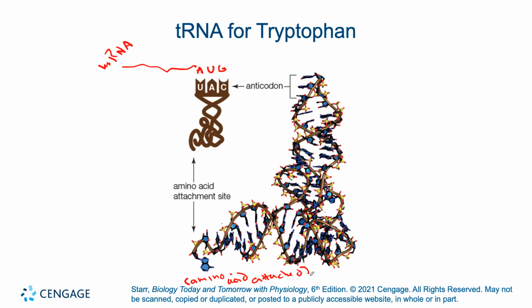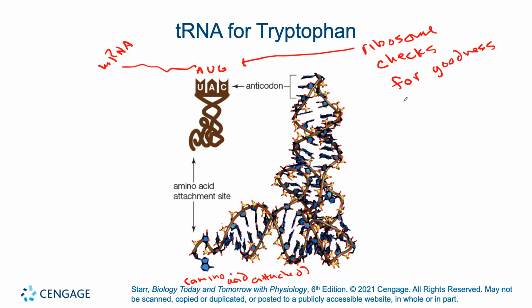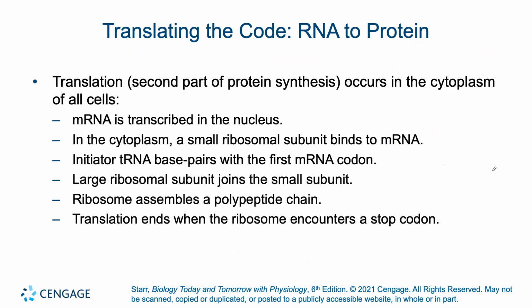So this is how the ribosome knows which transfer RNA to grab. What will happen is that the ribosome checks for goodness of fit before it moves to the next codon. If the fit's not good, then it's the wrong transfer RNA. Translation occurs in the cytoplasm of all cells. Messenger RNA is transcribed in the nucleus in eukaryotes.